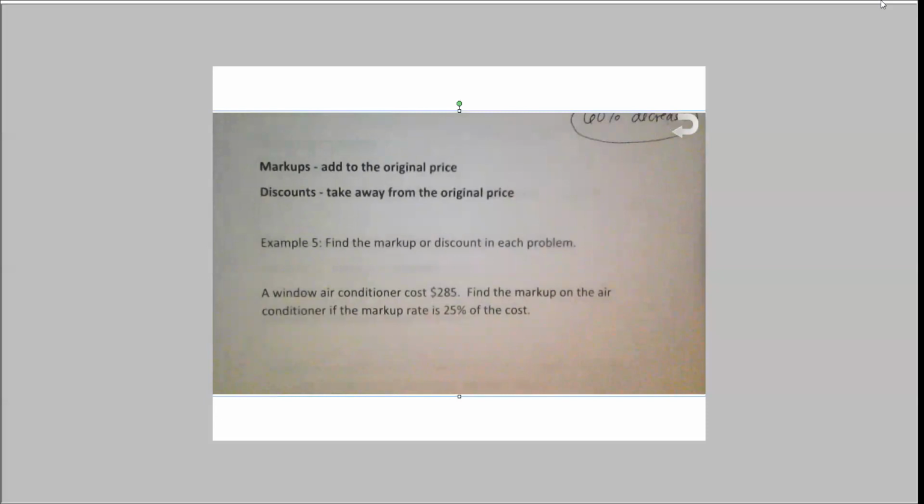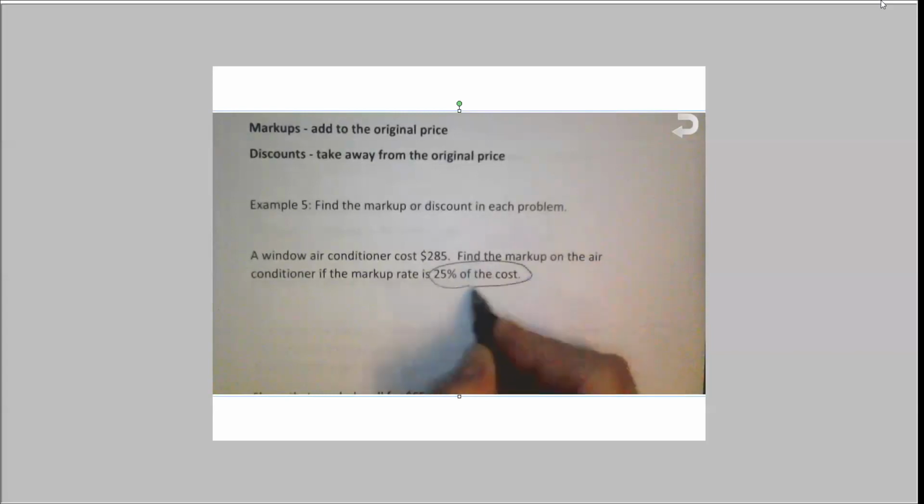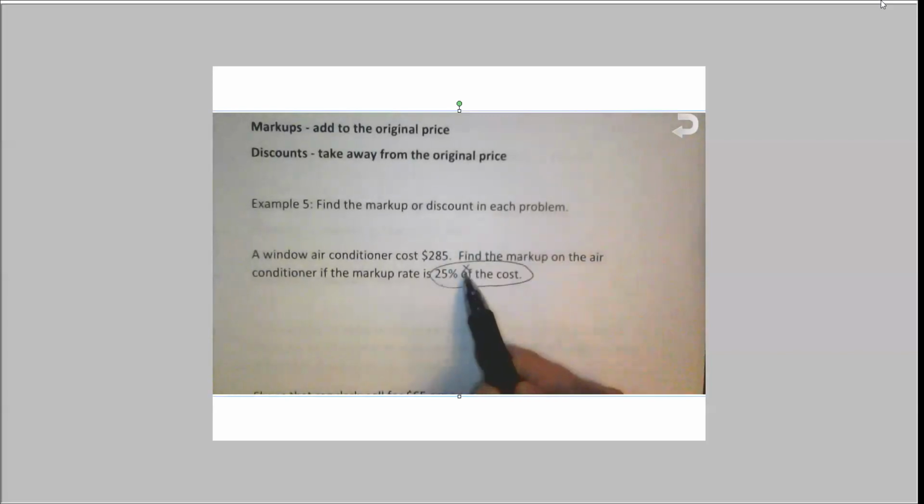In example 5, it says find the markup or discount in each problem. So a window air conditioner costs $285. Find the markup on the air conditioner if the markup rate is 25% of the cost. So I just want to know, how much are they marking up this price? This right here is going to be helpful. Remember, we learned that of means to multiply. 25% of the cost.